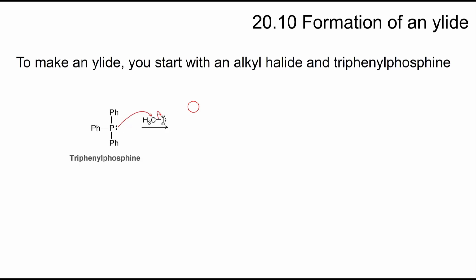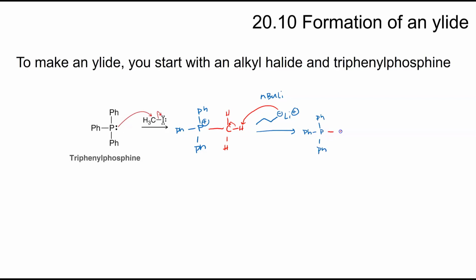In order to make this ylide, which is that C- compound with phosphorus, you start with triphenylphosphine and add an alkyl halide. So that forms there, and phosphorus is positively charged. You then add n-butyllithium. This C is negative. It's going to grab a proton from here, and that will put the negative on the carbon. And here is your ylide.